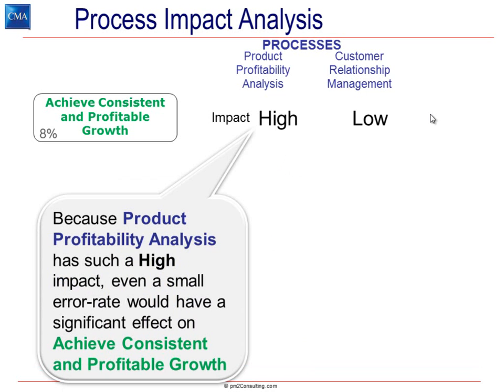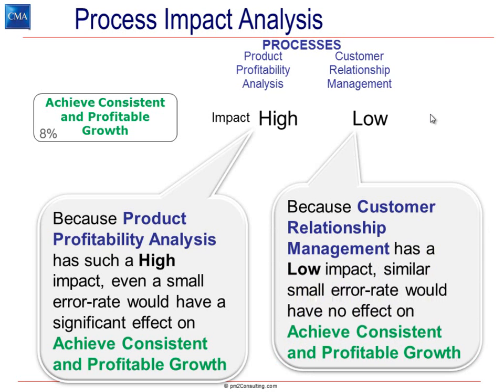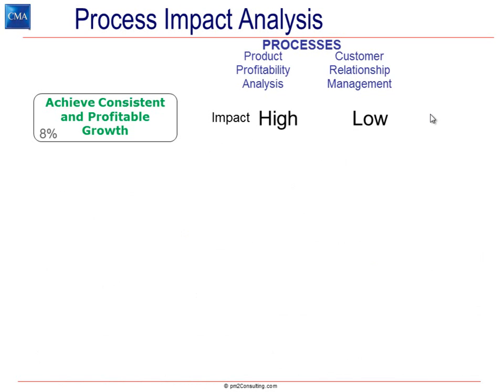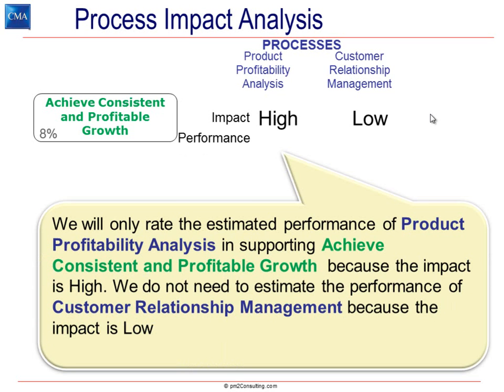Now, because the product profitability analysis has such a high impact, even a small error rate in how we do that process will have a significant impact on the decisions we make to support achieving consistent and profitable growth. On the other hand, because customer relationship management has a low direct impact, the same small error rate would have no impact on our achieve consistent and profitable growth objective. So because of that, when we come to rate performance, we're only going to focus in on product profitability analysis because of its high overall impact.